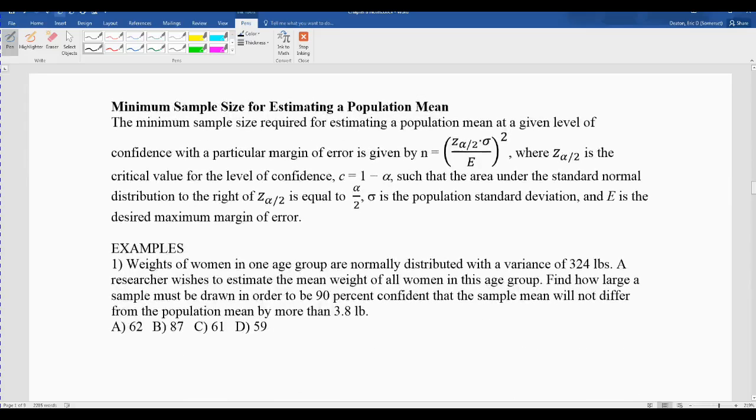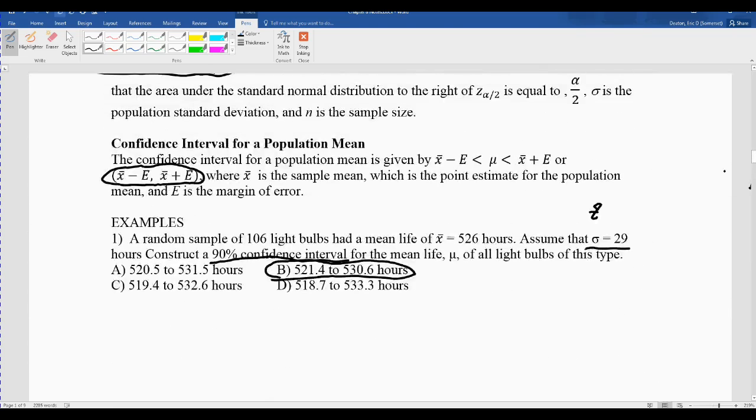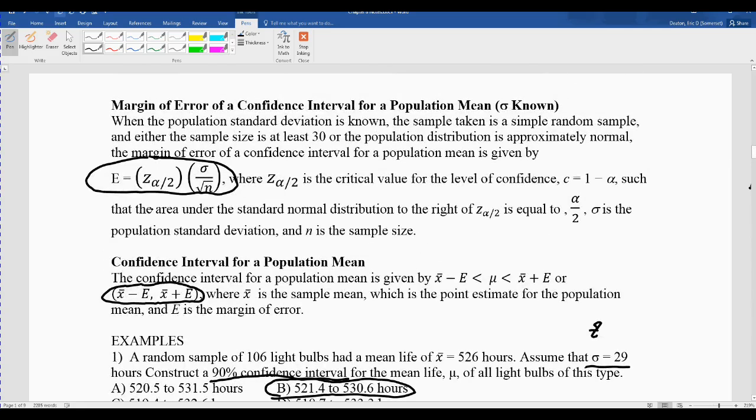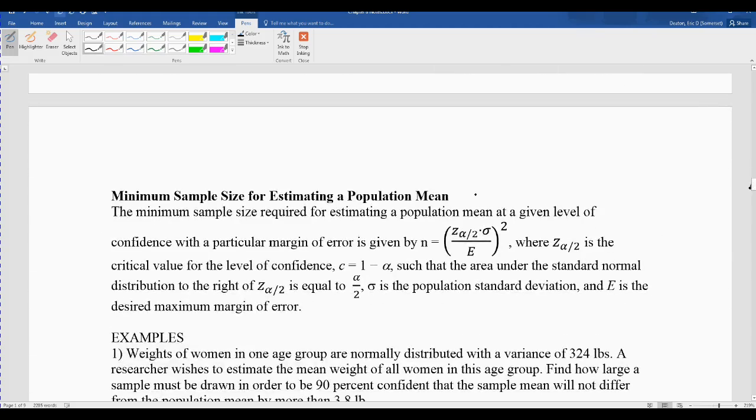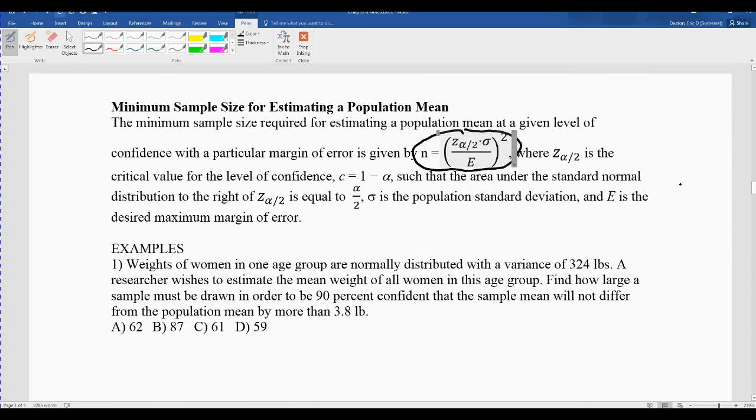Nope. Continue on. Now if you take the margin of error formula, the E, you take this formula and you solve for N algebraically, this is what results. Now, the hardest part is finding the Z alpha over 2. The E and the sigma will be given to you. So you gotta find the Z alpha over 2.